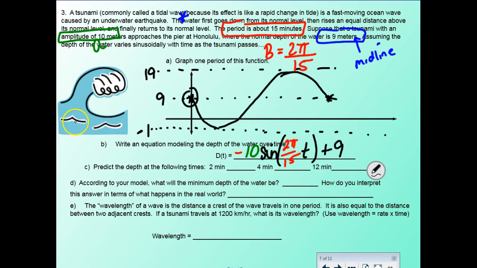Whatever you guys want to do. Does it say how they want it answered? No. I'm going to take the period and, instead of 15 minutes, call it 0.25 of an hour. So take the 1,200 kilometers per hour and multiply it by 0.25 of an hour. What'd you get? Is it 3,000 kilometers? No? 300? 300 kilometers? Okay.